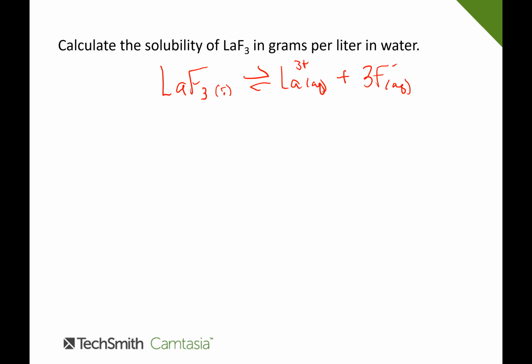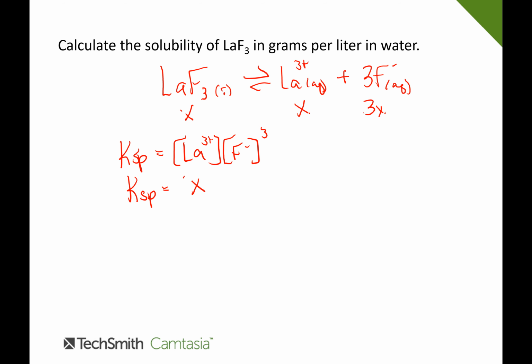Right, and I don't know what the solubility is. This is going to be x, x, and 3x. And then I'm going to write my Ksp expression. It's going to be La times F minus, and this is cubed. And La is going to be x, and F is 3x, and this is cubed.